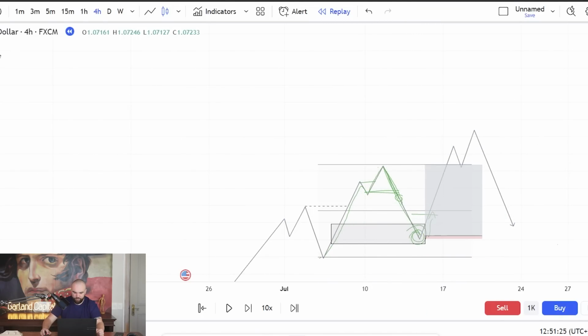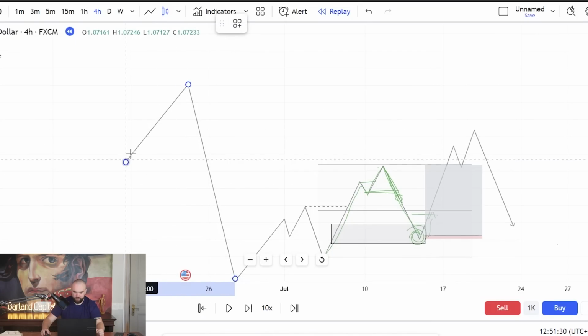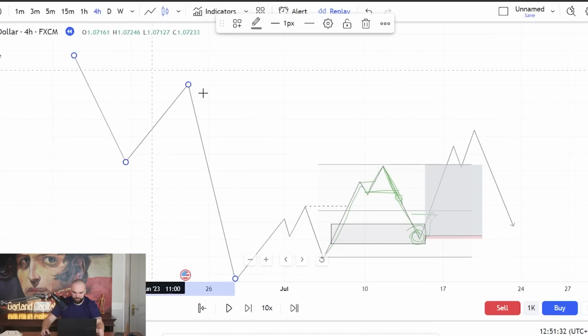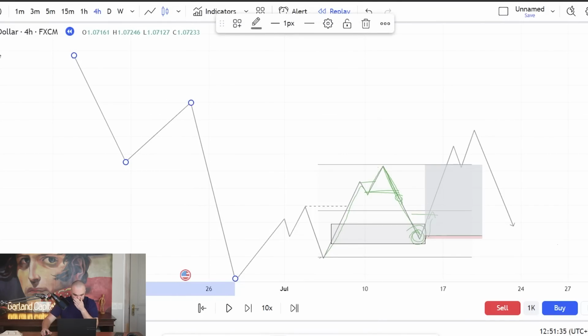Additionally, if we look left, and price has done this, okay? Let's say price looks like this. And there's a fair value gap over here.